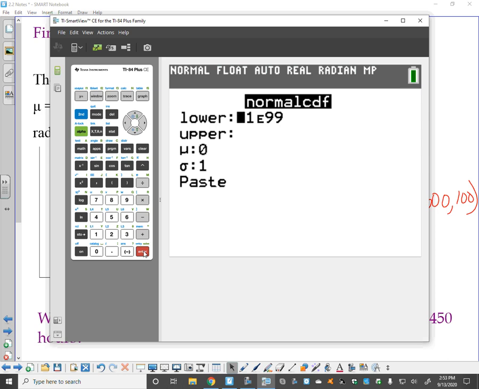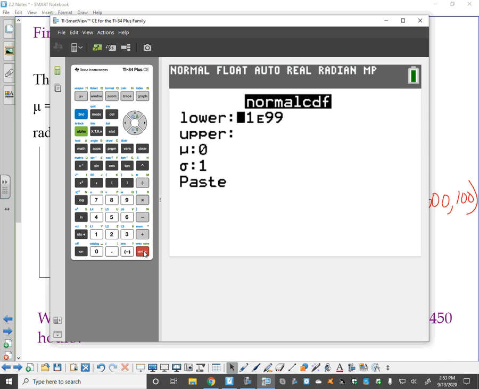Now that's a microscopically small negative number. Technically it's a very, very big number, but it's negative, which makes it really, really small. So we're talking about a -1 with 99 zeros behind it. So it is massively to the left. So that is the calculator's idea of negative infinity.